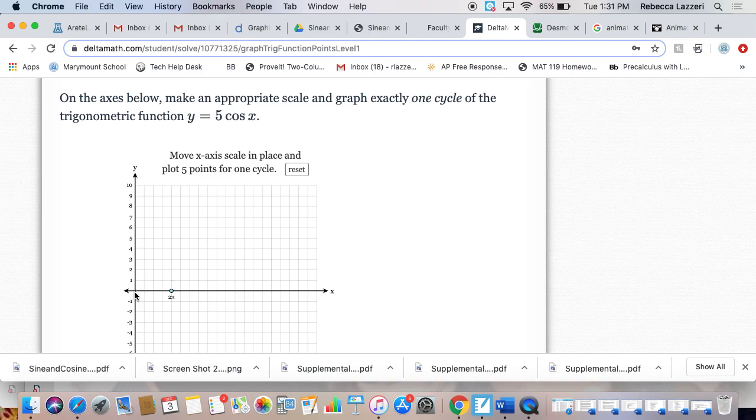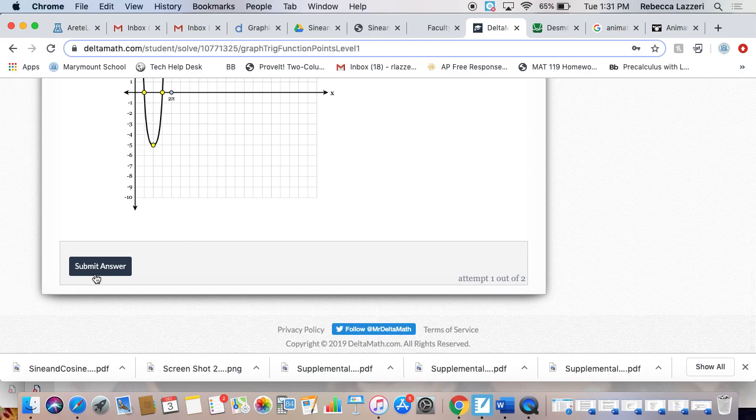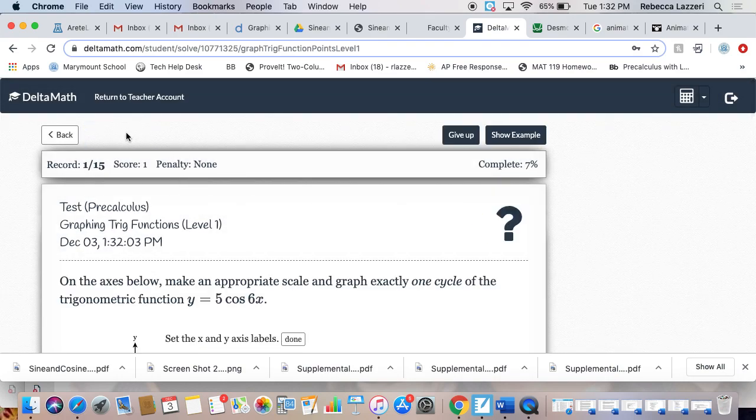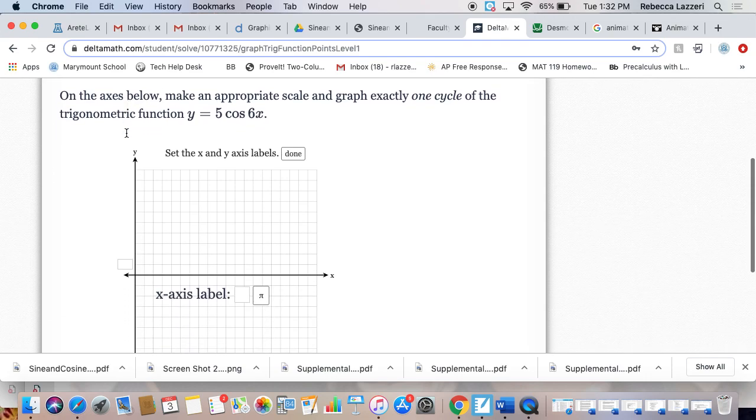All right, it's cosine, so it doesn't start here. It starts up at positive 5. Then it comes to the middle. Then it goes down 5. Then it comes back to the middle. And at the end, it ends up at 5. And then, do you see, you'll know you got it right. It lets you submit the answer. But I always forget what I'm supposed to do for my axis. So let's do another one. And, all right, so satisfying.